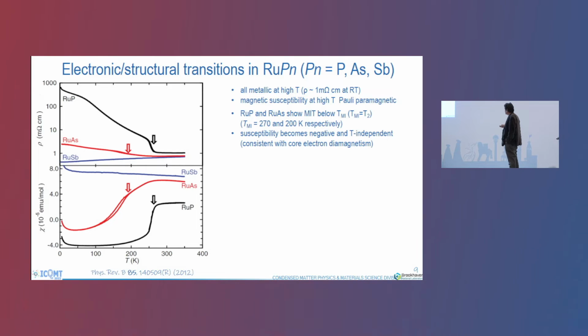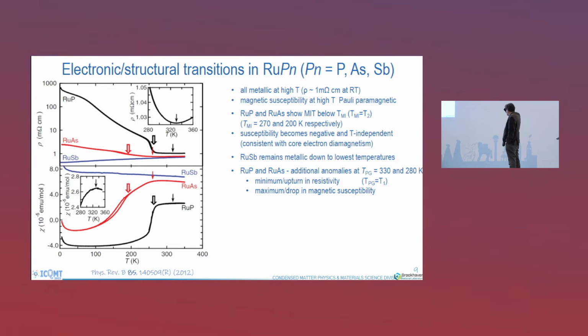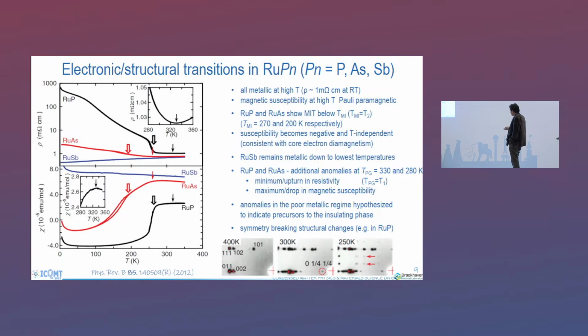Now, as you cool the system down, you have this metal-to-insulator transition, but if you carefully look at the resistivity, you observe a slight upturn at a higher temperature, and also a slight drop in susceptibility, at a temperature of about 50 Kelvin above this metal-insulator transition. These anomalies in the high temperature regime are hypothesized to indicate some kind of precursor state to the insulating phase. Okay, at both temperatures, there is also a symmetry change.